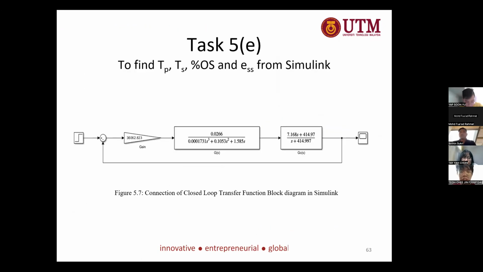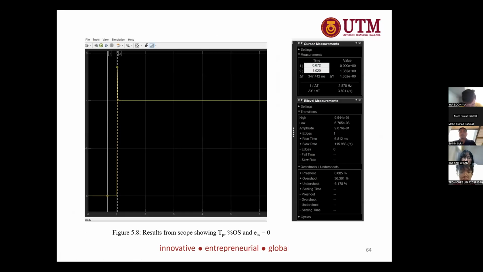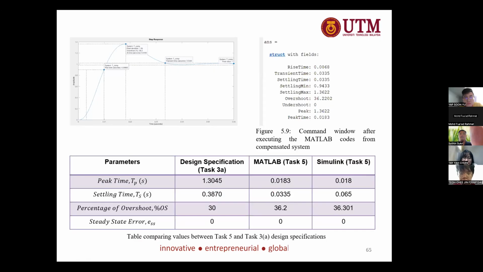Next, we proceed to the task in Simulink. This is the block diagram, the closed loop block transfer function in Simulink. This is the output waveform after running the block diagram. And from here, we'll notice that the ESS is equal to 0, although no lag compensator is adopted. So this proves that there's really no necessity to implement the lag compensator. And from here, the transient response has been improved.